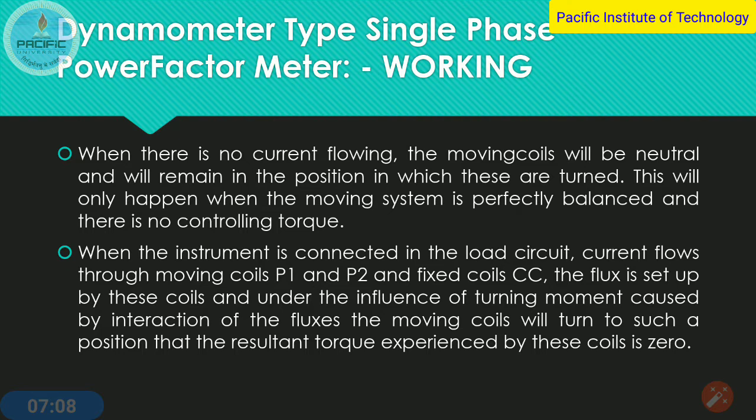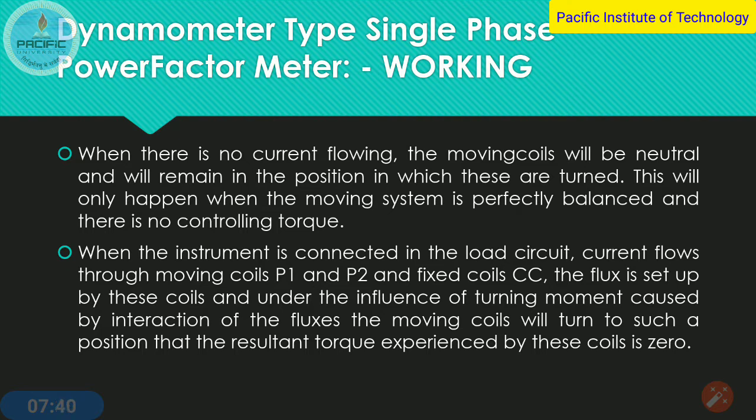Now, how does the dynamometer type power factor meter work? Now the very first condition: when there is no current flowing in the system, the moving coil will be in neutral and will remain in the position in which it is turned, right? But remember, this will happen only when the system is perfectly balanced and there is no controlling torque.